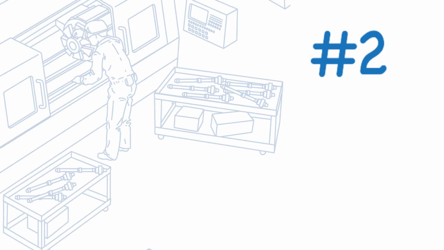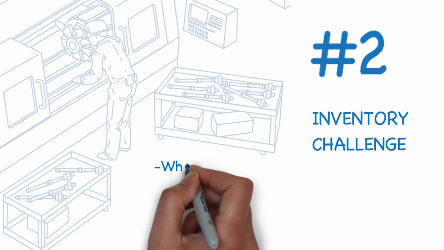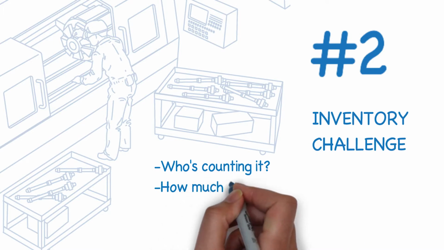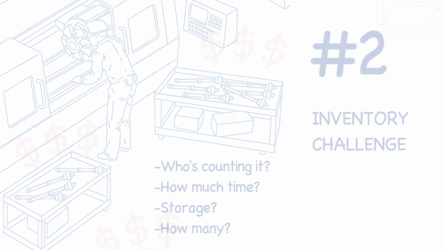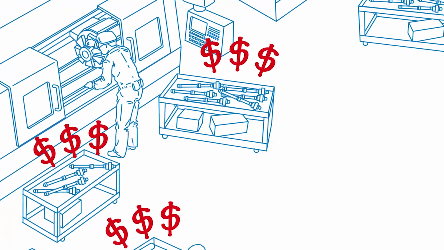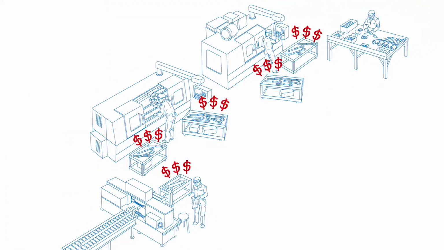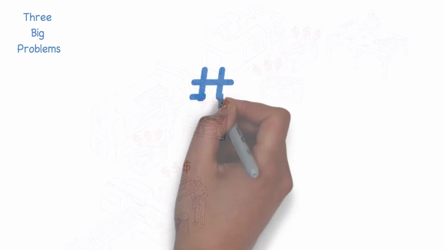Problem number 2. The extra parts become an inventory challenge. Who's counting it? How much time is someone spending on inventory management? Where do I keep that overrun? How many do I have? That sounds like a mess. Yes, it is. And projected all around the company, a very costly mess. Okay, so what's the last one?